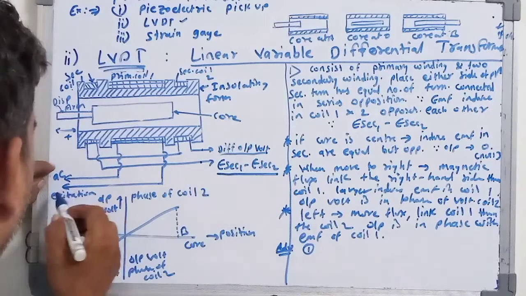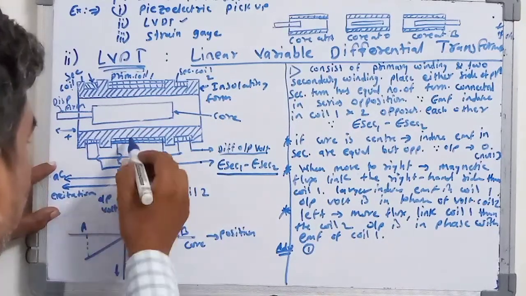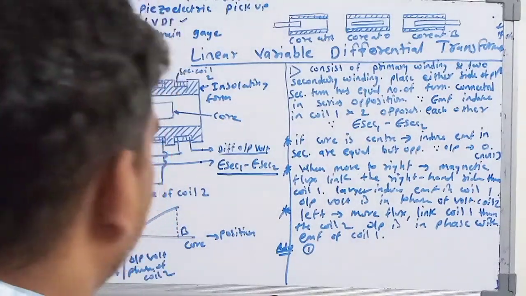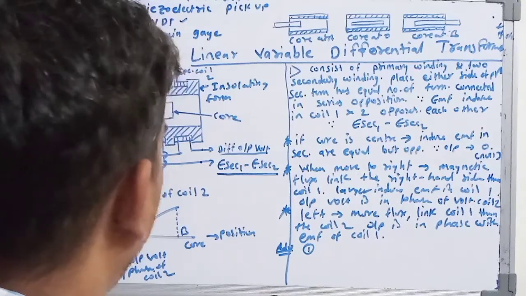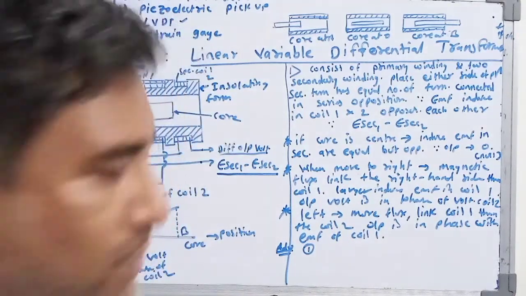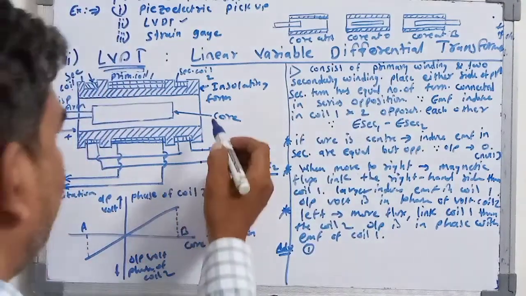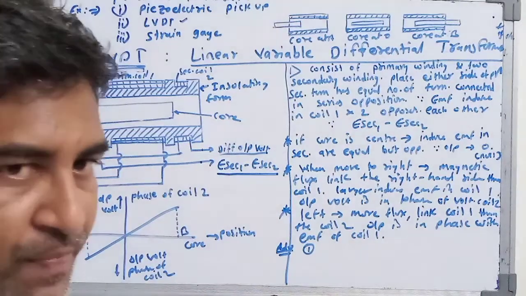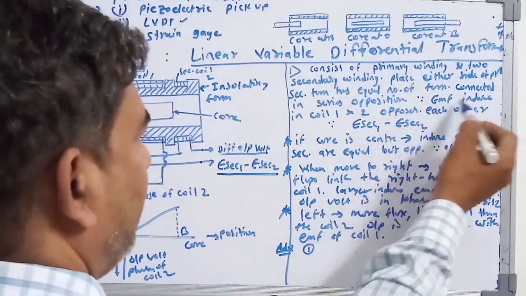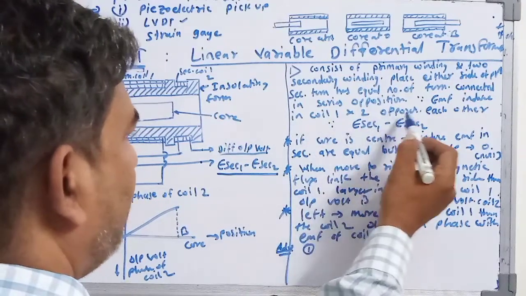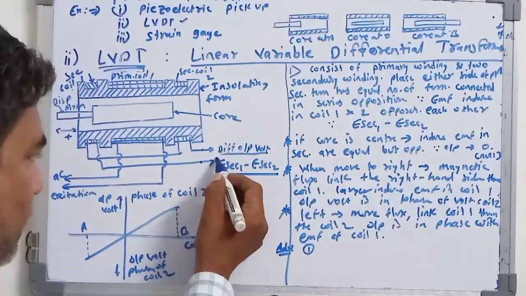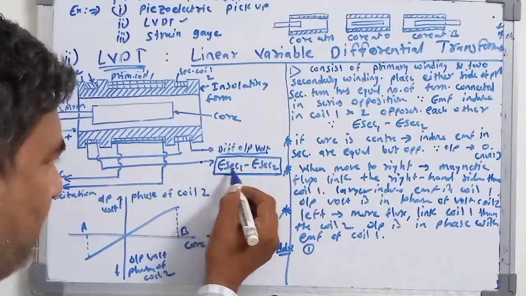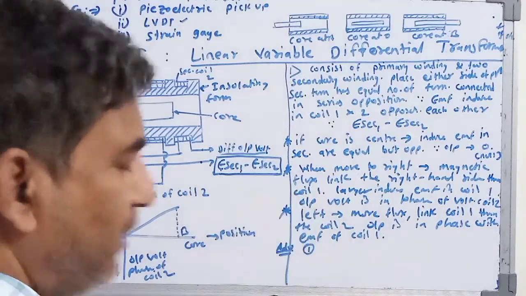Here the AC excitation is applied to the primary winding, the primary coil of this LVDT. This consists of a primary winding and two secondary windings placed on either side of the primary, with equal turns, connected in series opposition. Since the EMF induced in coil 1 and coil 2 opposes each other, you get the value EMF in secondary 1 minus EMF in secondary 2.